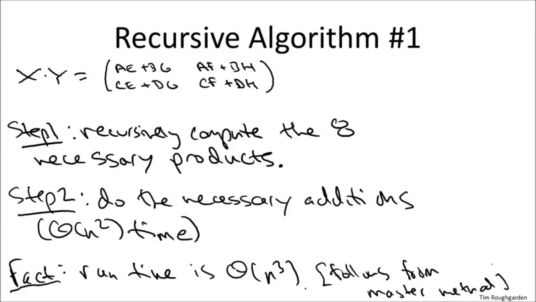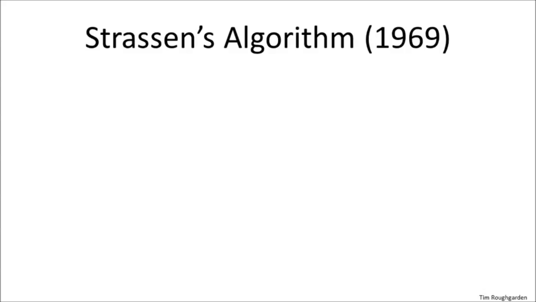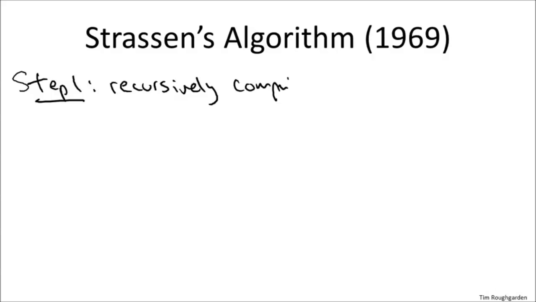So the $64,000 question is then, can we do something clever to reduce the number of recursive calls from 8 down to something lower? And that is where Strassen's algorithm comes in. So at a high level, Strassen's algorithm has 2 steps, just like the first recursive algorithm that we discussed. It recursively computes some products of smaller matrices, n over 2, or roughly n over 2 by n over 2 matrices. But there's only going to be 7 of them. They will be much less straightforward. They will be much more cleverly chosen than in the first recursive algorithm.